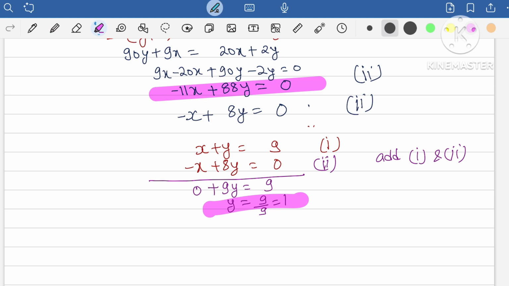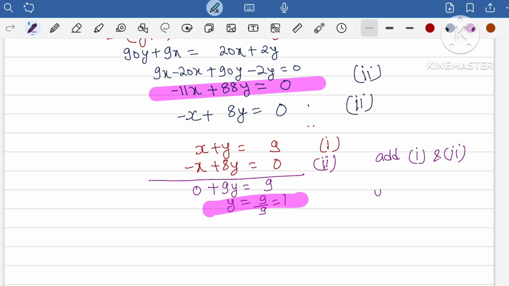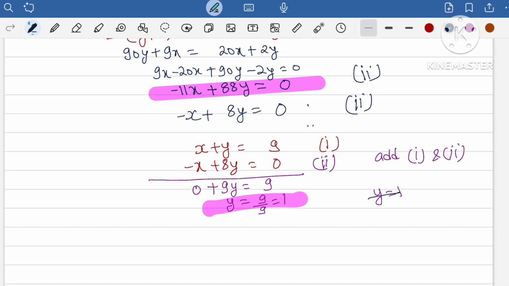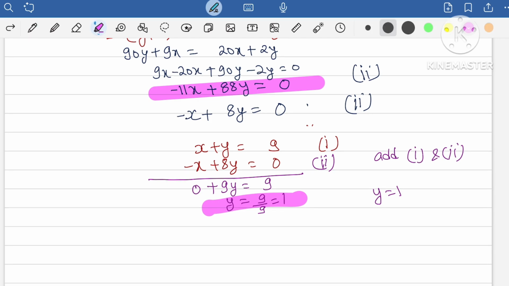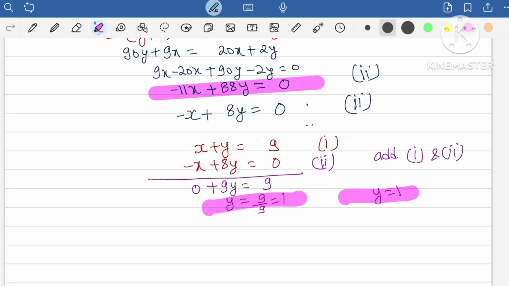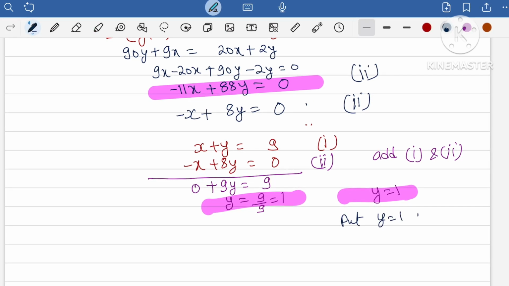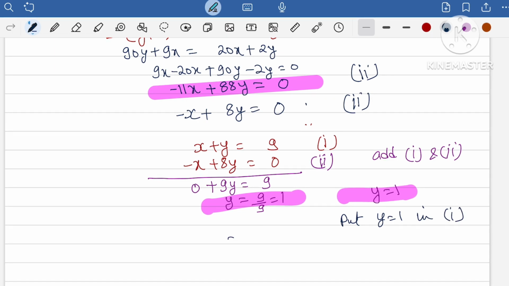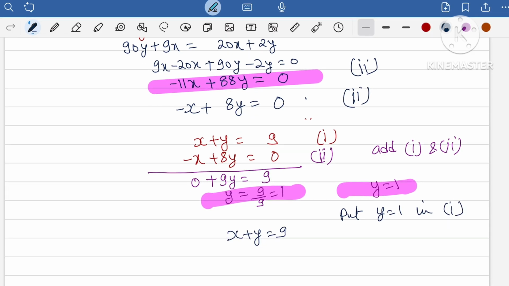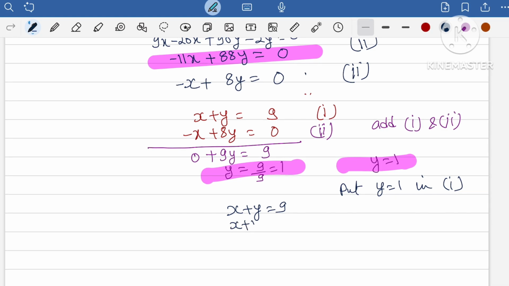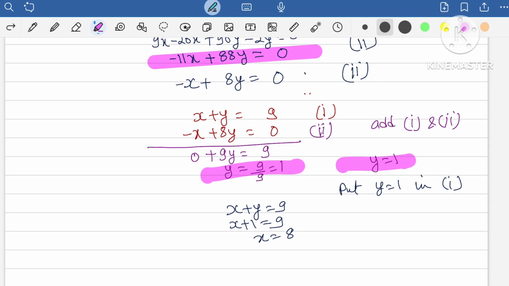We can put this value in any of the equations. If I put y is equal to 1 in equation 1, equation 1 is x plus y is equal to 9. So x plus 1 is equal to 9. 1 goes to the right side, that is 9 minus 1 is 8. So x would be 8.